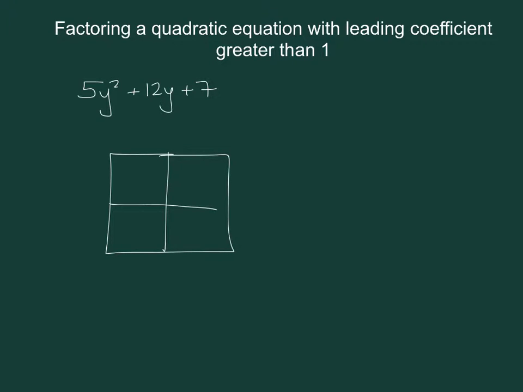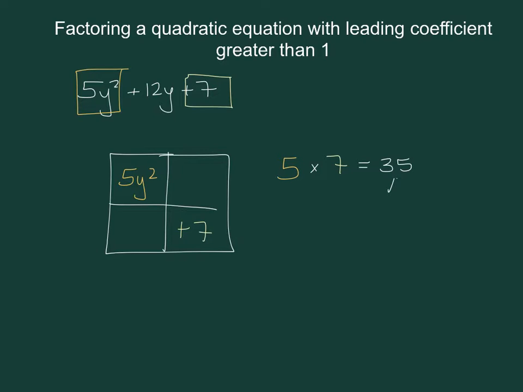We're going to take the first term and put it in the upper left box, and take the last term and put it in the lower right box. Then we're going to take the coefficients 5 and 7 and multiply them together to get the number 35.